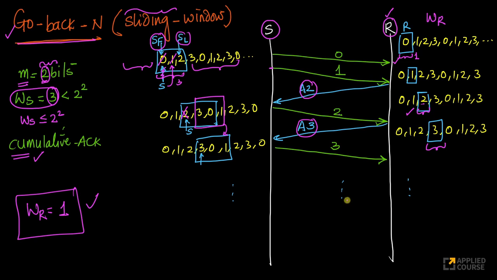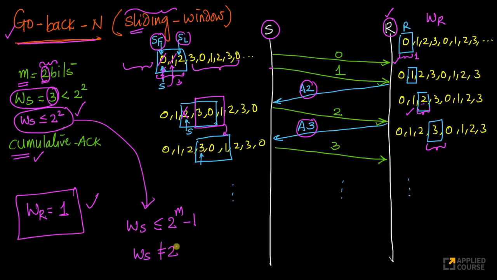Right? The core idea, again, is based on the concept of sliding window. But there is one sliding window at the sender. There is one sliding window at the receiver. The receiver window width is always equal to 1. The sender width is less than or equal to 2 to the power m. Actually, technically, we'll show this later. If I have m bits, my sender width has to be less than or equal to 2 power m minus 1. So my sender window cannot be equal to 2 power m.